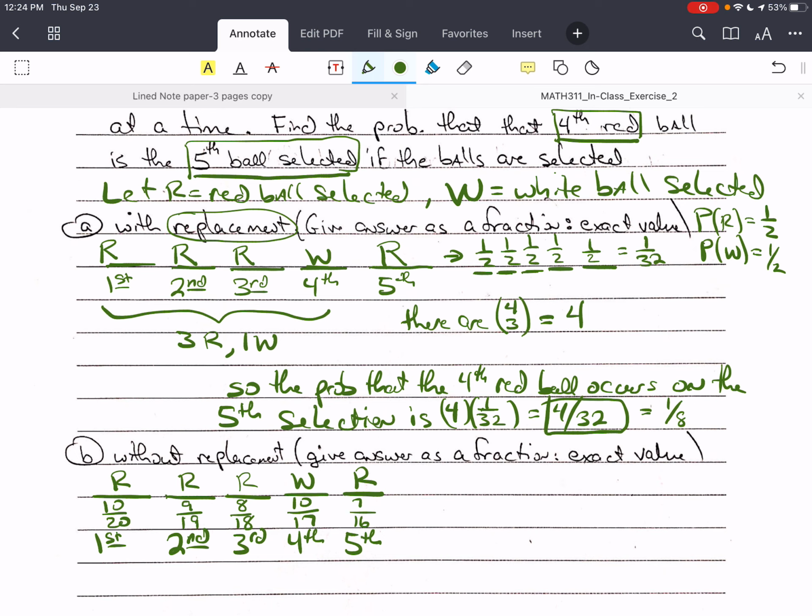And so when I multiply this, so 10, 9, 8, 10, 7, that's going to give me 50,400. And in the denominator, I'm going to get 1,860,480.